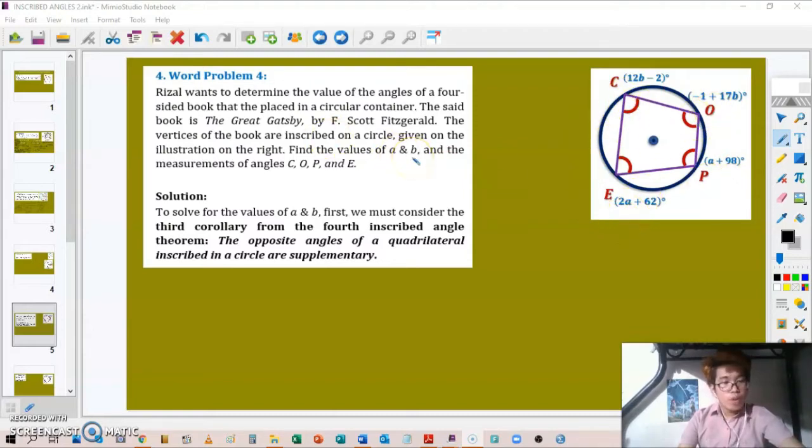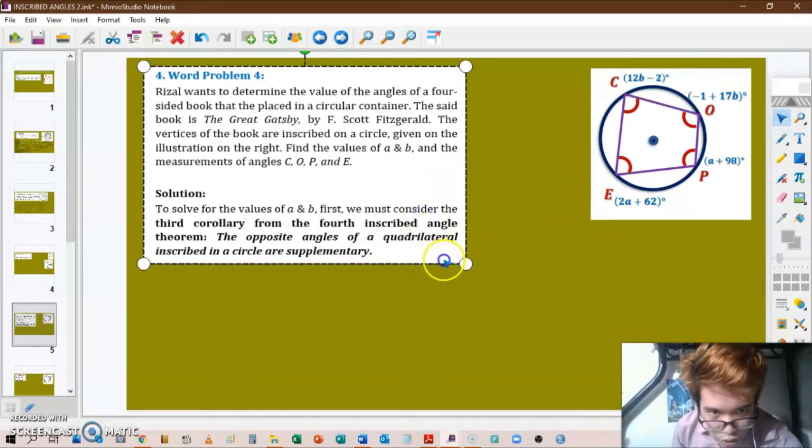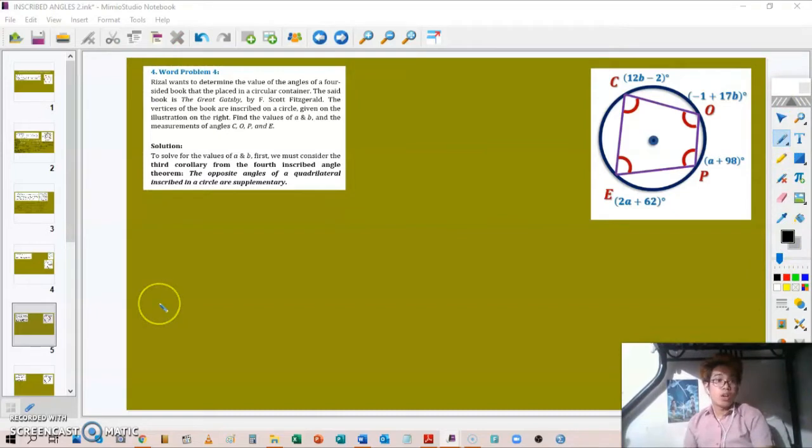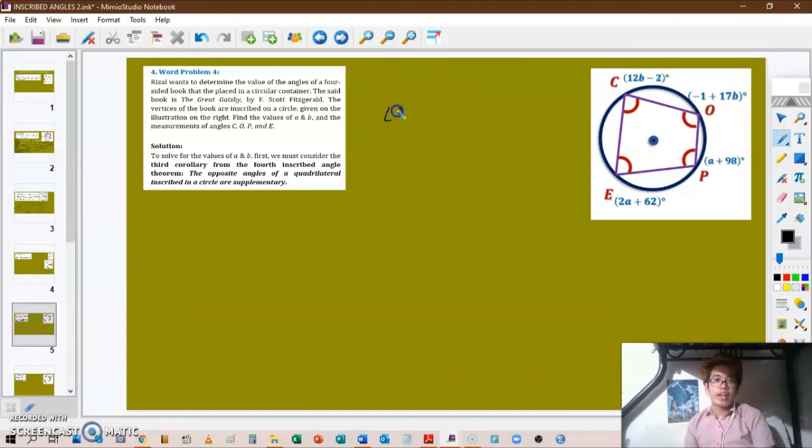Okay, to solve this problem, do you remember the theorem? The fourth theorem that we used a while ago: the opposite angles of a quadrilateral inscribed in a circle are supplementary. To apply that theorem, let's first identify the opposite angles of the quadrilateral inscribed in the circle. The opposite angles are angle C and angle P, and angle O and angle E. Those are our two pairs of opposite angles.